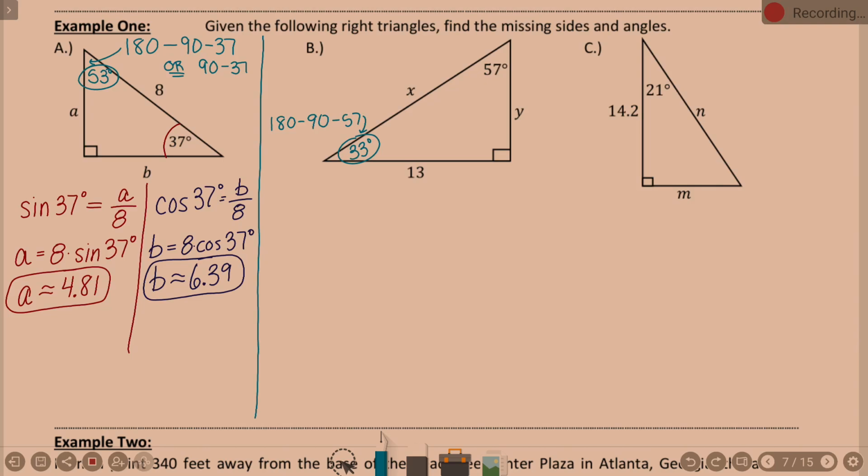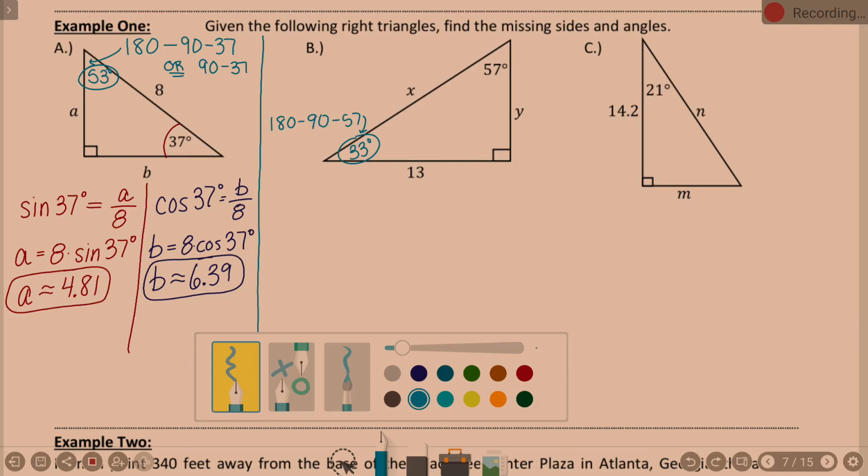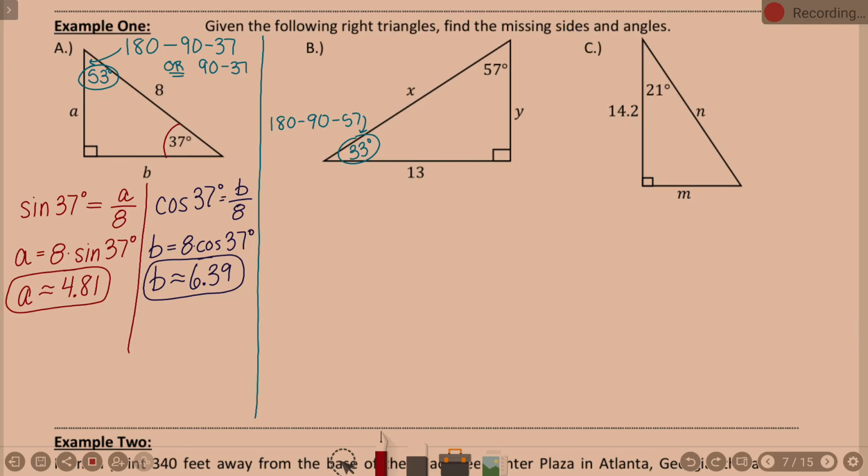Okay, let's find x or y. Thoughts of what you want to set up? So what I did, x first, I did sine 57 equals 13 over x. Okay, pause that for a moment. Are you guys with that?